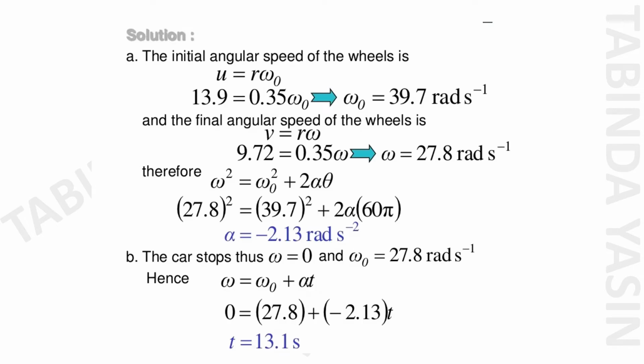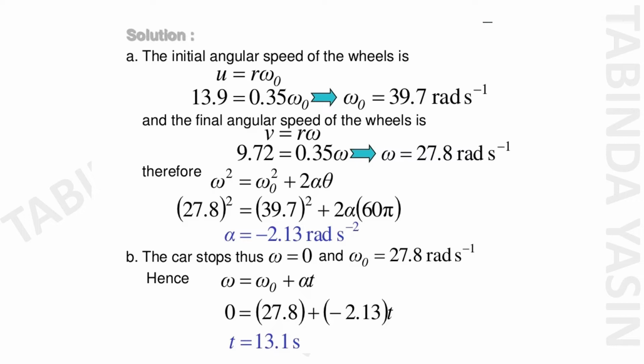So we're going to start the solution. Part A: the initial angular speed of the wheel, u is equal to r omega naught. 13.9 is equal to 0.35 omega naught, that gives omega naught is equal to 39.7 radians per second. And the final angular speed of the wheel is v is equal to r omega, that gives 9.72 is equal to 0.35 omega, so omega is 27.8 radians per second.